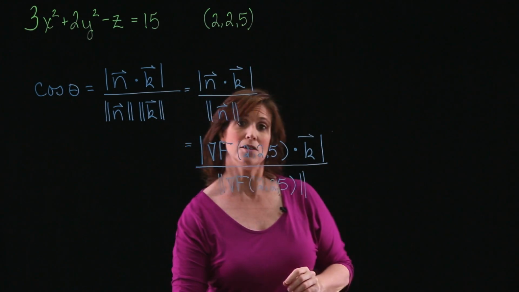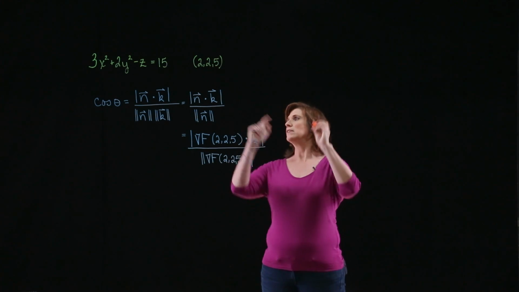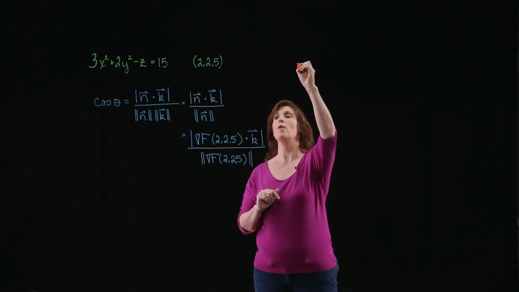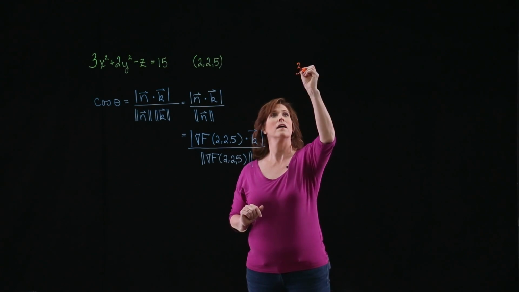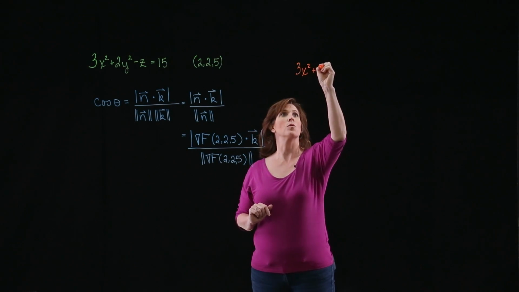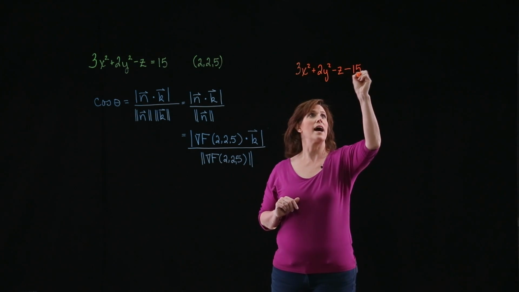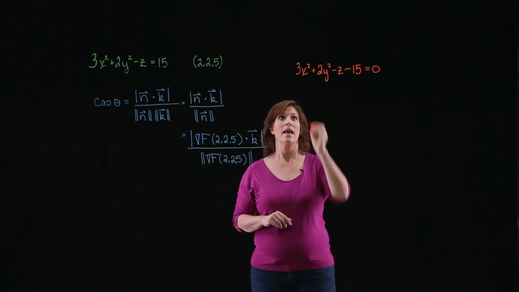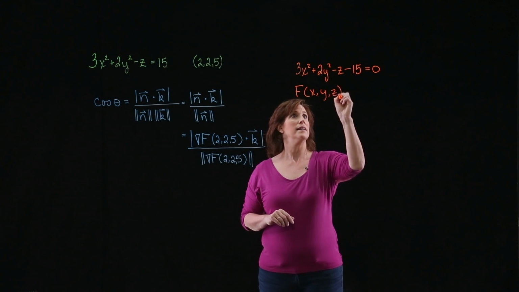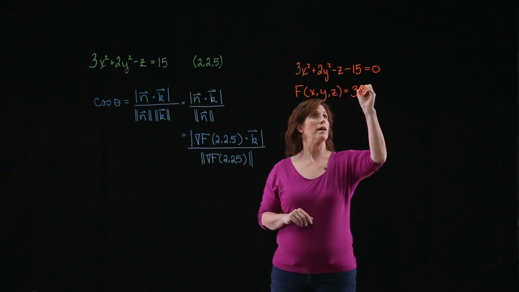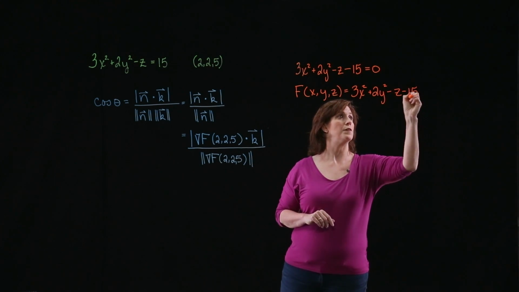All right, so what I need to do then is take a moment to figure out what the gradient of f is. Well, notice that I have my surface expressed as an equation. So I'm going to take that equation, 3x squared plus 2y squared minus z, and subtract 15 from both sides, so that it equals 0. And then I'm going to create my function f of x, y, and z to be 3x squared plus 2y squared minus z minus 15.